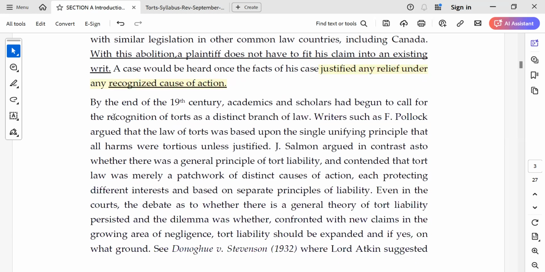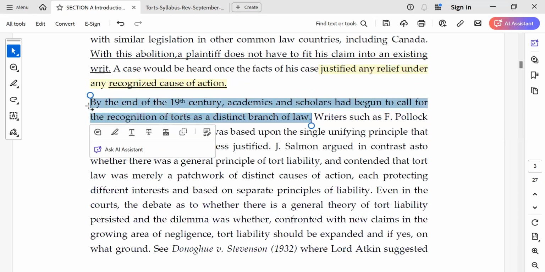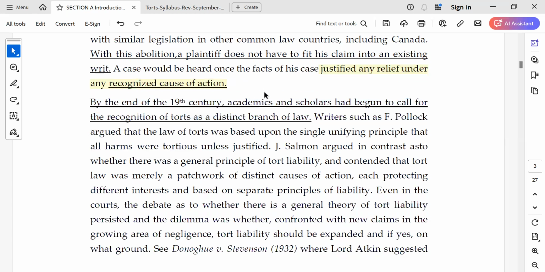that is sufficient. By the end of the 19th century, academics and scholars began to call for the recognition of tort as a distinct branch of law. Until now, it was somewhere mixed under civil law. Now they started to see tort as a distinct branch of law. Of course, scholars and academics are there for proper thinking on these kinds of things, and to make another particular subject for us to study. So the 19th century comes and this happens.